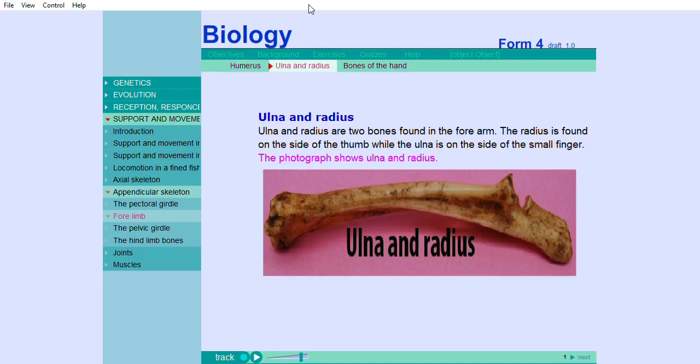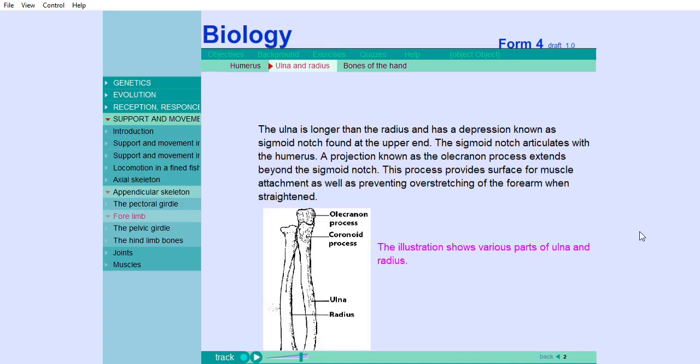Ulna and radius. The ulna and radius are two bones found in the forearm. The radius is found on the side of the thumb, while the ulna is on the side of the small finger. The photograph shows the ulna and radius. The ulna is longer than the radius and has a depression known as the sigmoid notch found at the upper end. The sigmoid notch articulates with the humerus.